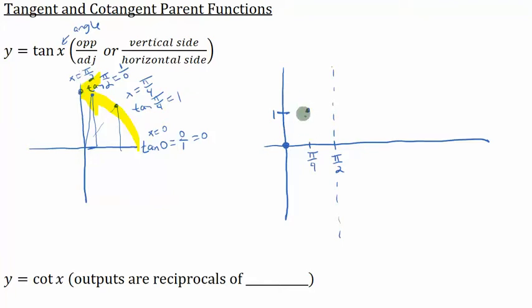So what that means over here is as I get close to pi over 2 from pi over 4, my ratio, my tangent value gets huge. And so that tells us that as I move to the right, I'm increasing kind of slowly.